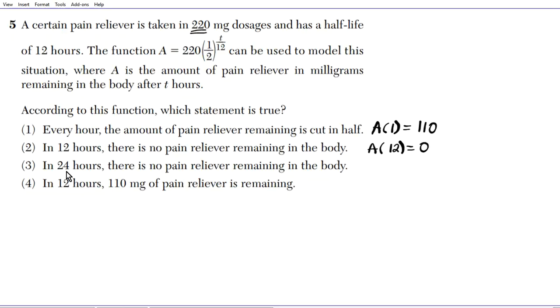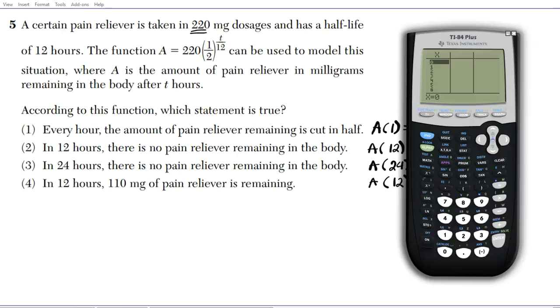Option 3, in 24 hours, there's no pain reliever left in the body. So a of 24 is equal to 0. And then the last one, in 12 hours, 110 milligrams of pain reliever is remaining. So a of 12 is equal to 110. Okay? So the question is, which of them is true and which is false? We're going to have 3 false statements and 1 true one. The true one will be the answer.